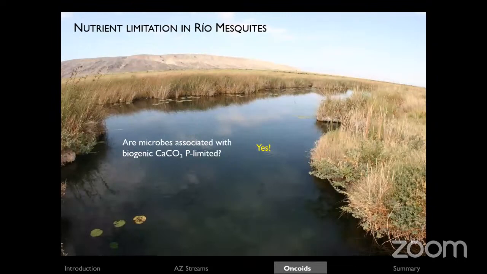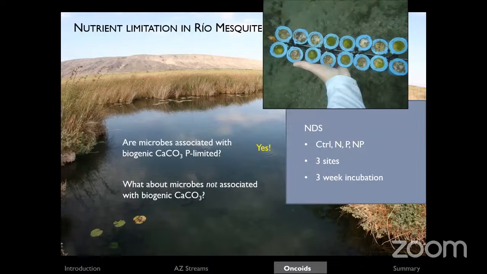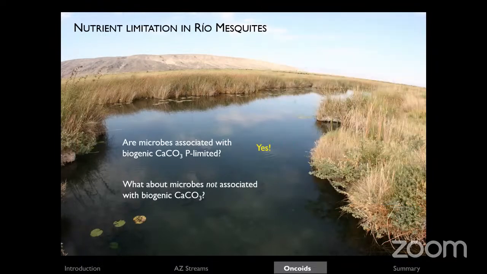So are microbes associated with the calcium carbonate phosphorus limited? Yes. And then I went ahead and repeated that same nutrient diffusing substrate experiment here, where I was just trapping the free-living microbes to see if those microbes were phosphorus limited. So here's a picture of that experimental design.